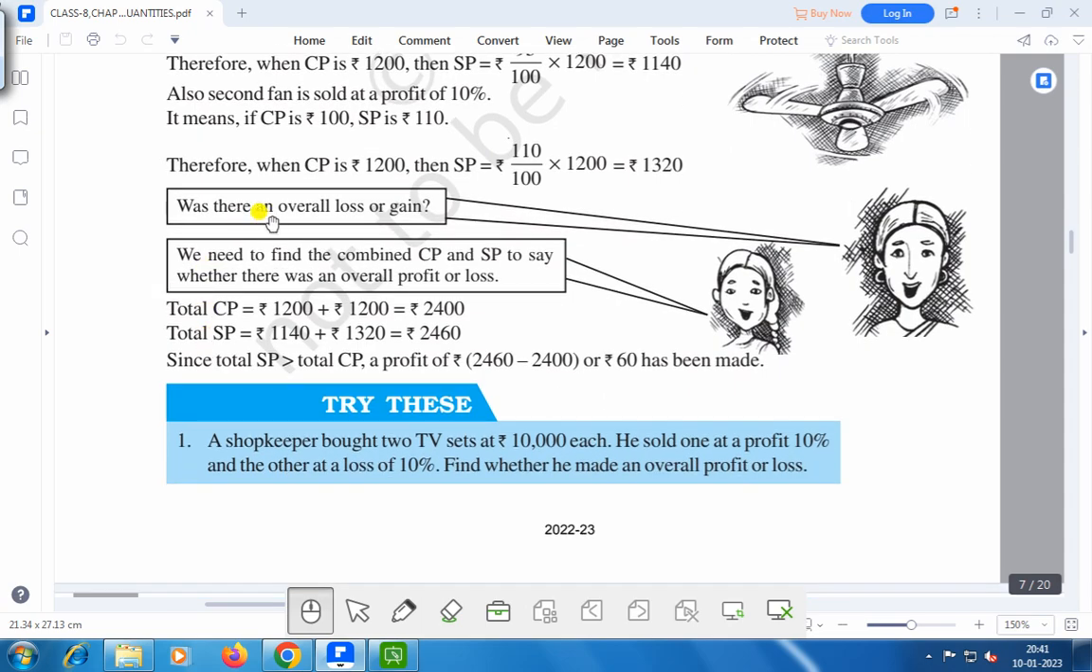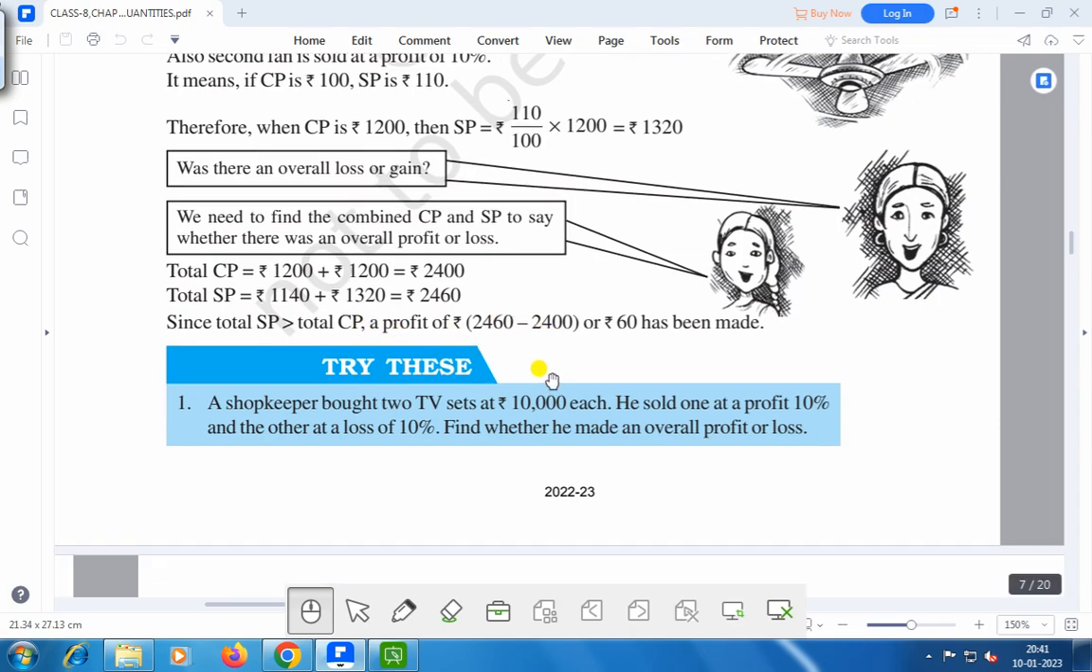Was there an overall gain or loss? We need to find the combined SP and CP to say whether there was an overall profit or loss. Total cost price 1200 plus 1200 is rupees 2400 and selling price is rupees 2460. Since total selling price is greater than total cost price, the profit of rupees 2460 minus 2400 or rupees 60 has been made.